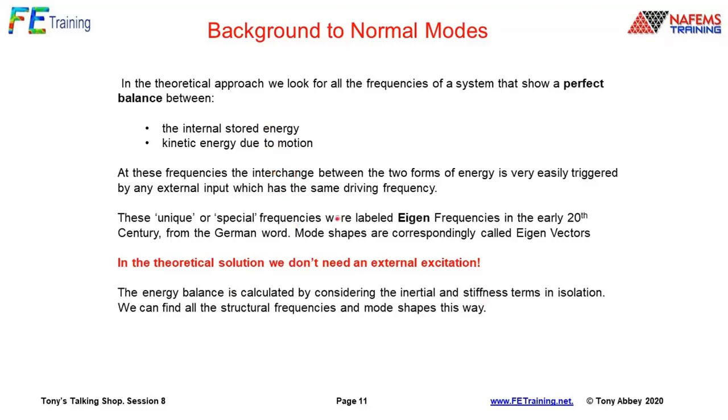And my apologies to my German friends. A lot of German workers in the earliest 20th century were working in this area, and they labeled the terms eigenfrequencies and eigenvectors. So the frequency is the actual natural frequency, the eigenvector is the mode shape, and eigen very, very roughly means unique or special frequencies. So of all the frequency range we can have from 0 to say 2000 Hertz, our structure has a particular set or subset of frequencies which are these special or unique frequencies. Again, my apologies for my very approximate translation.